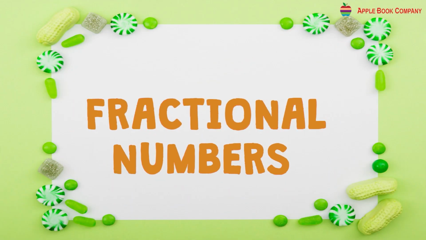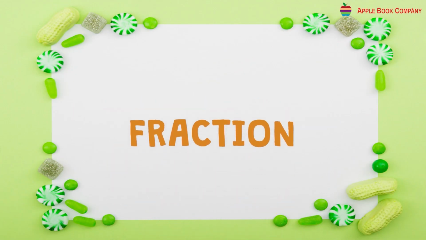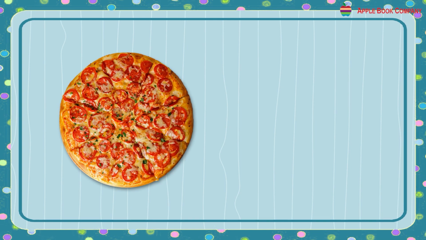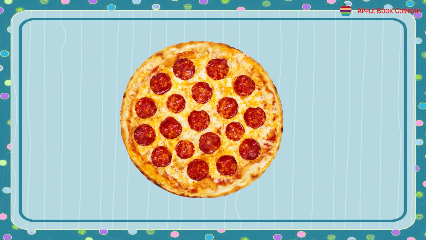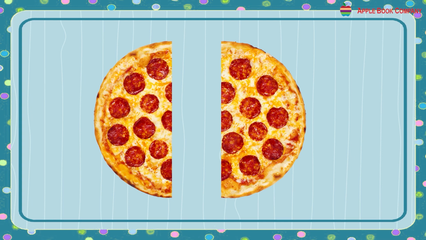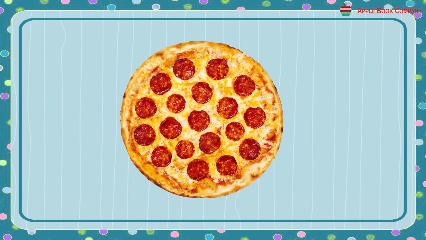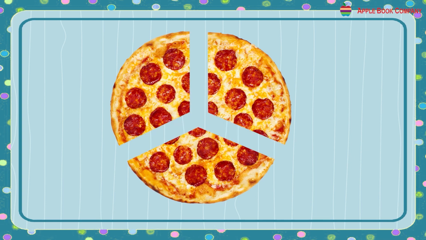Fractional numbers. What is a fraction? Fraction means a part of a whole object or part of a collection of objects. When an object is divided into two equal parts, then each part is called 1/2 of the whole. We write it as 1/2. When an object is divided into 3 equal parts, then each part is called 1/3 of the whole. We write it as 1/3.